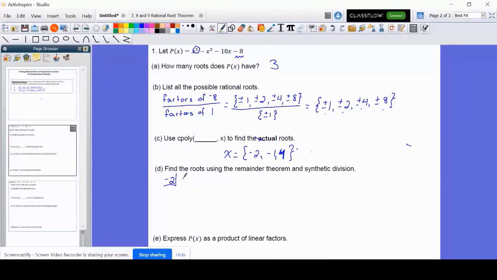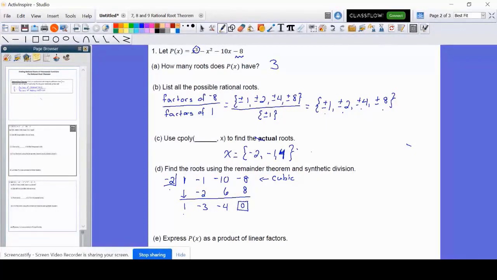So I had 1x cubed, negative 1x squared, negative 10x's, and my constant is negative 8. Now remember, these are the coefficients on my cubic, okay? And I'm going to do synthetic division, and I bring down the 1. Negative 2 times 1 is negative 2. I add these, I get negative 3. Negative 2 times negative 3 is 6. I add those, I get negative 4. Negative 2 times negative 4 is 8. I add them, I get 0.